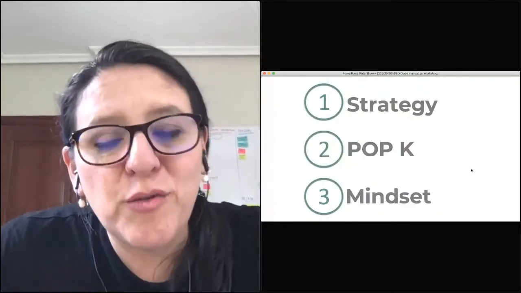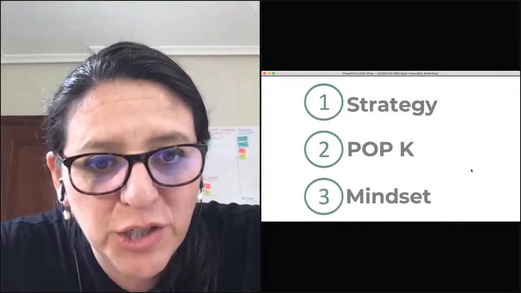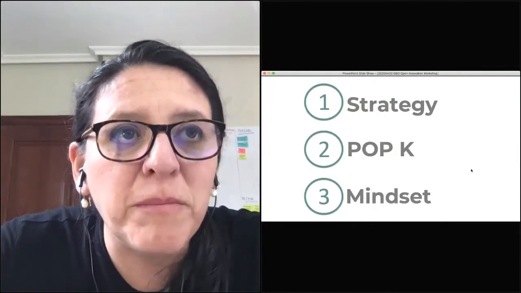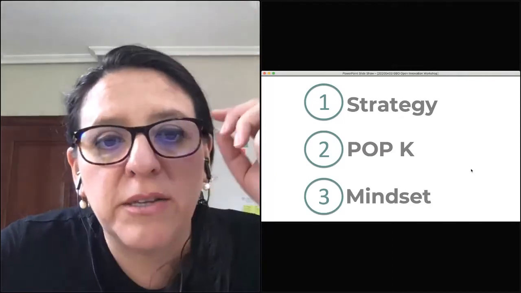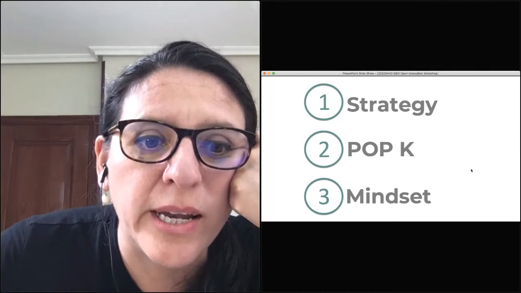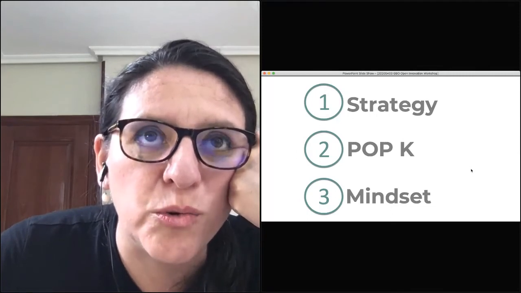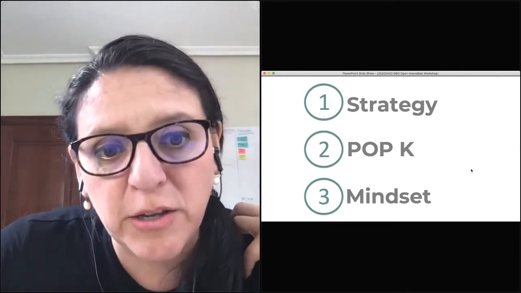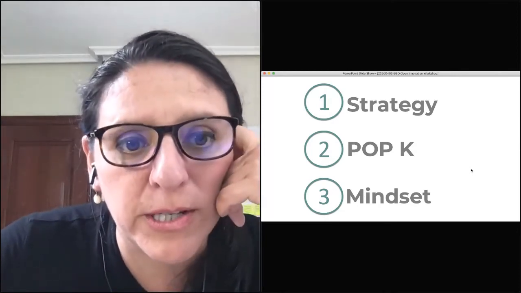So this is the three-dimension scheme: the strategy, POPK, and mindset alignment. And for me, if we do a serious exercise thinking about these three things, then we are doing an interesting exercise to really be open and to accelerate the rhythm of integrating innovation and creating value with others.